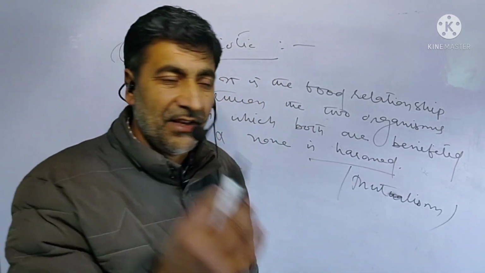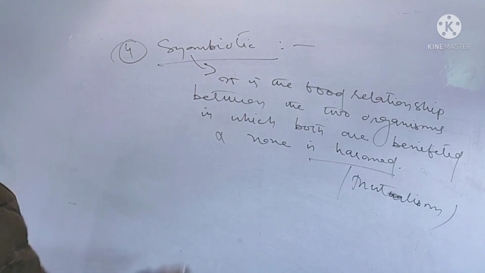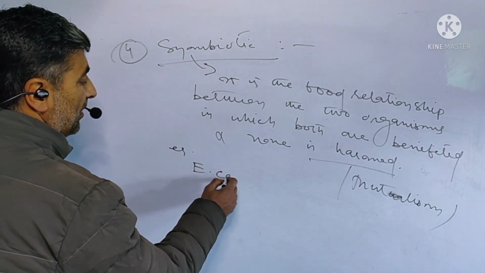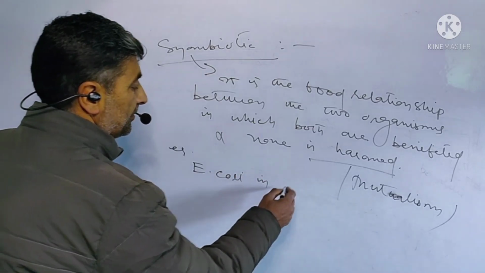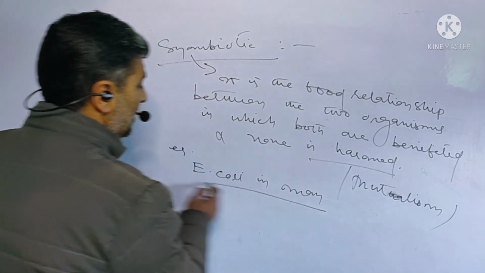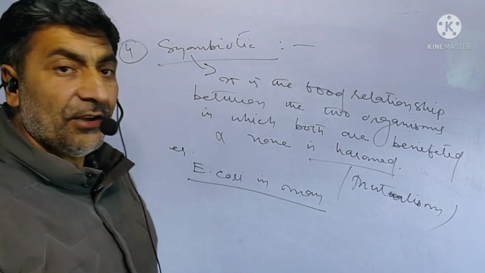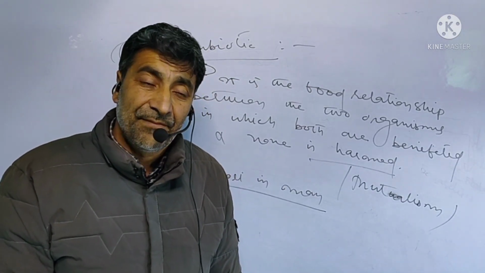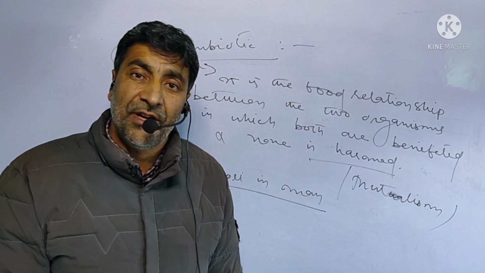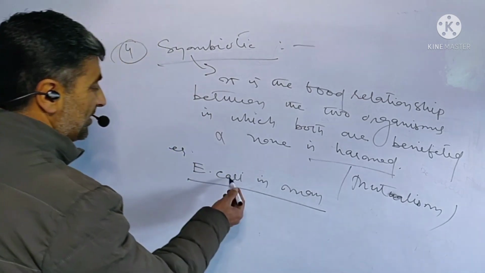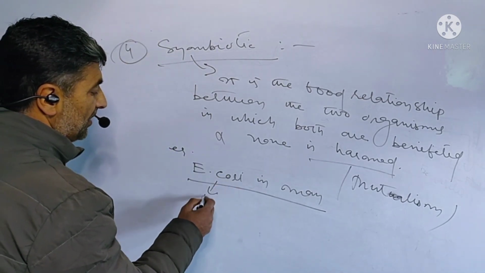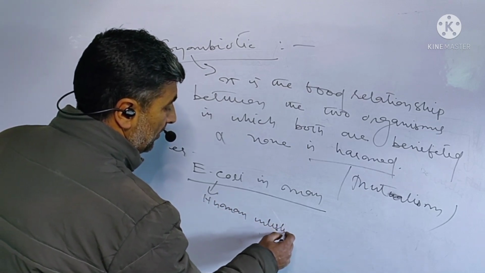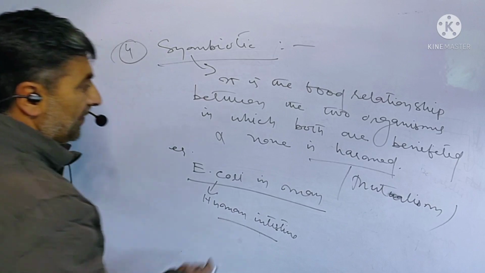Suppose I will cite an example here related with nutrition, that is E. coli in man. Shabash, very important example. E. coli, Escherichia coli, is a bacterium present in the human intestine. It lives in the human intestine.